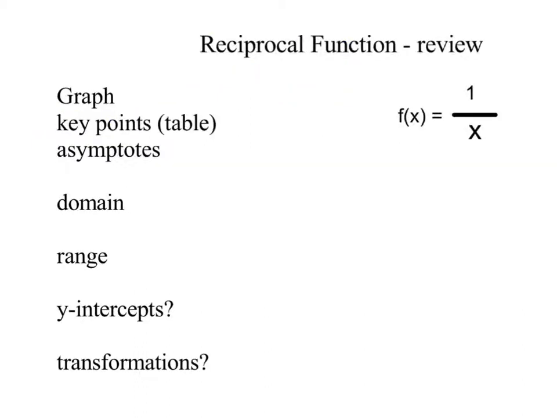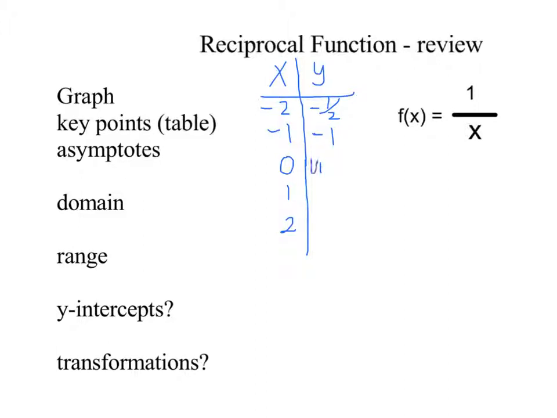So the reciprocal function looks like this. F of x equals 1 over x. So if you were putting in some values for x and y, like our standard -2, -1, 0, 1, 2, right? Then if I put a -2 in for x, I'd have -1/2. I put in a -1, that'd be -1. Put in a 0, 1 divided by 0 is undefined. It does not exist there. 1 over 1 is 1, and 1 over 2 is 1/2.